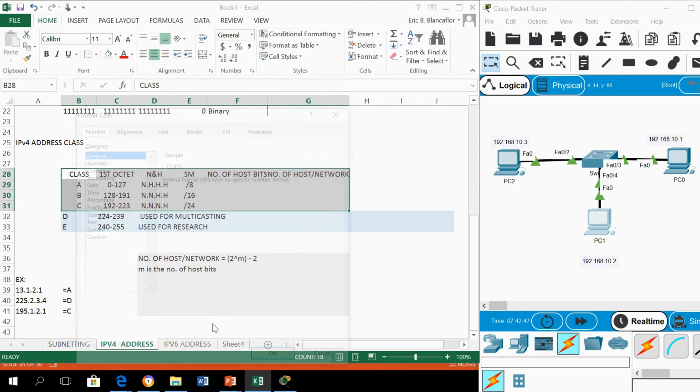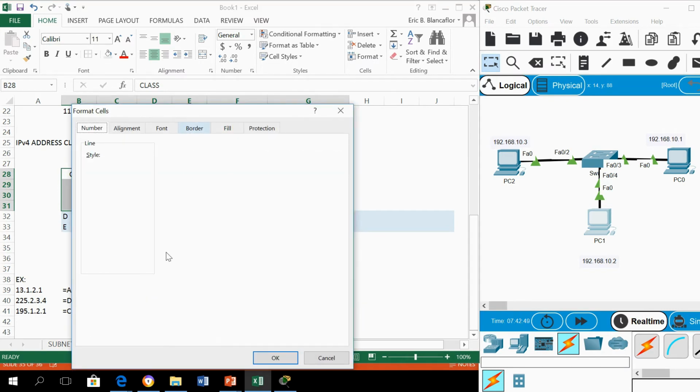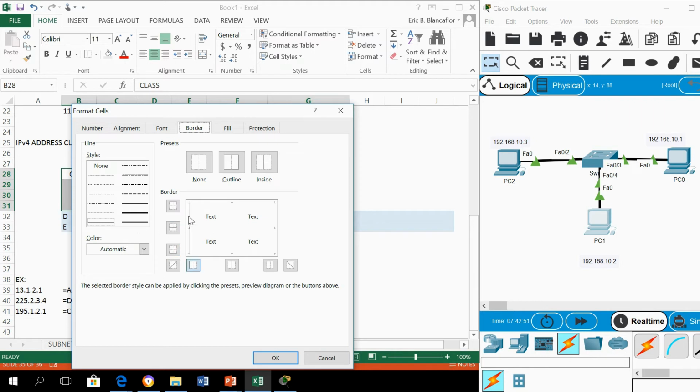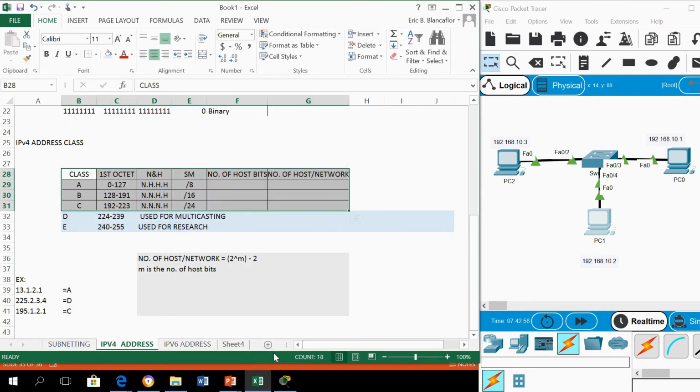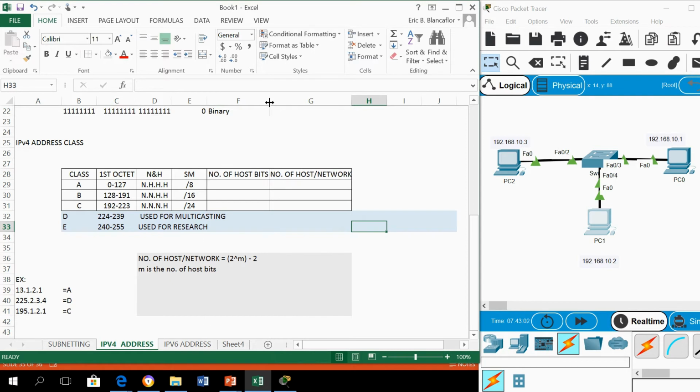Give me some like 10 seconds. 10, 9, 8, 7, 6, 5, 4, 3, 2, 1. There. Okay? So, number of host bits. How many host bits do we have in A?